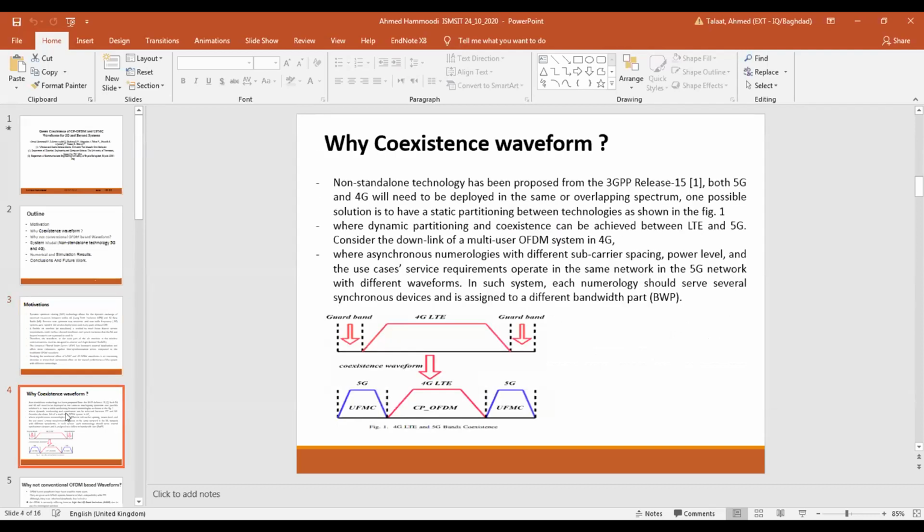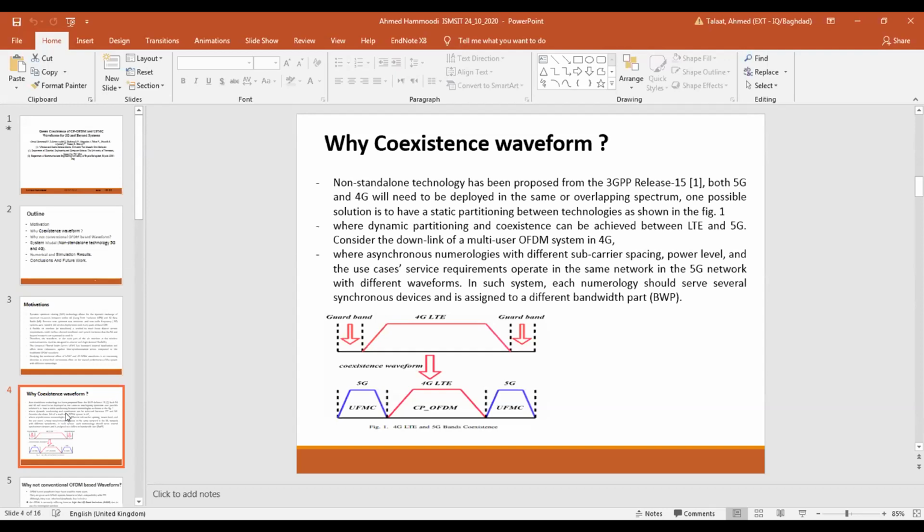Why coexistence waveform? Non-standalone technology has been proposed, as you see in 3GPP Release 15. Both 5G and 4G will need to be deployed in the same overlapping spectrum. One possible solution is spectrum partitioning between the technologies, as shown in the figure below. It means that the 4G LTE works with the 5G in the same spectrum. As you know, the operator and the vendor spend millions of dollars today for the spectrum, and now they need to use 4G and 5G in the same spectrum, as well as reduce the guard band.